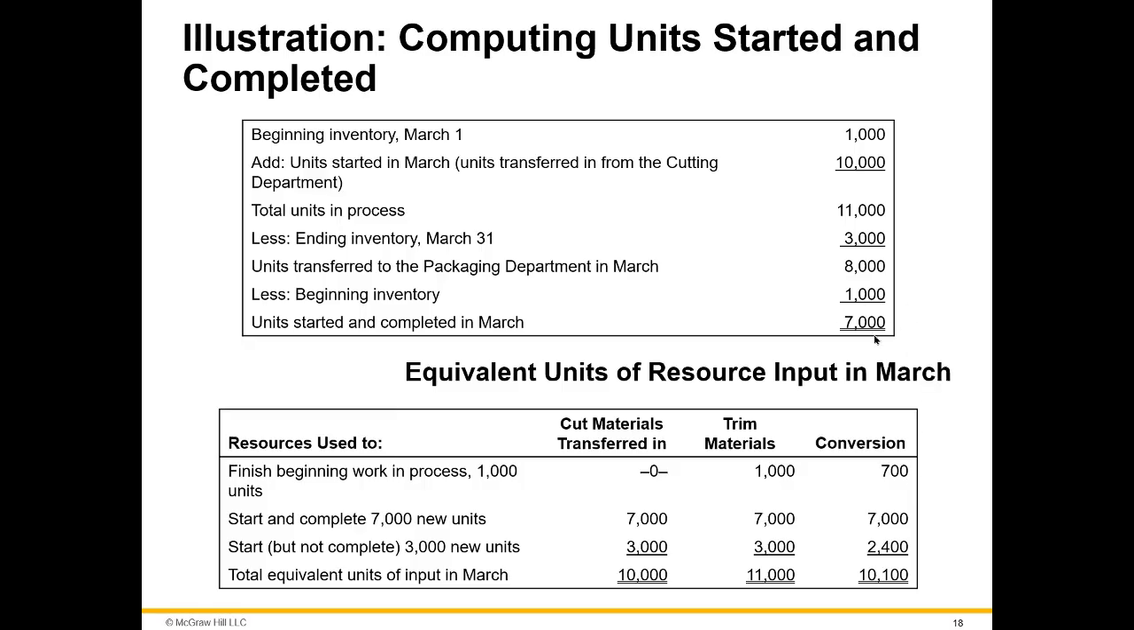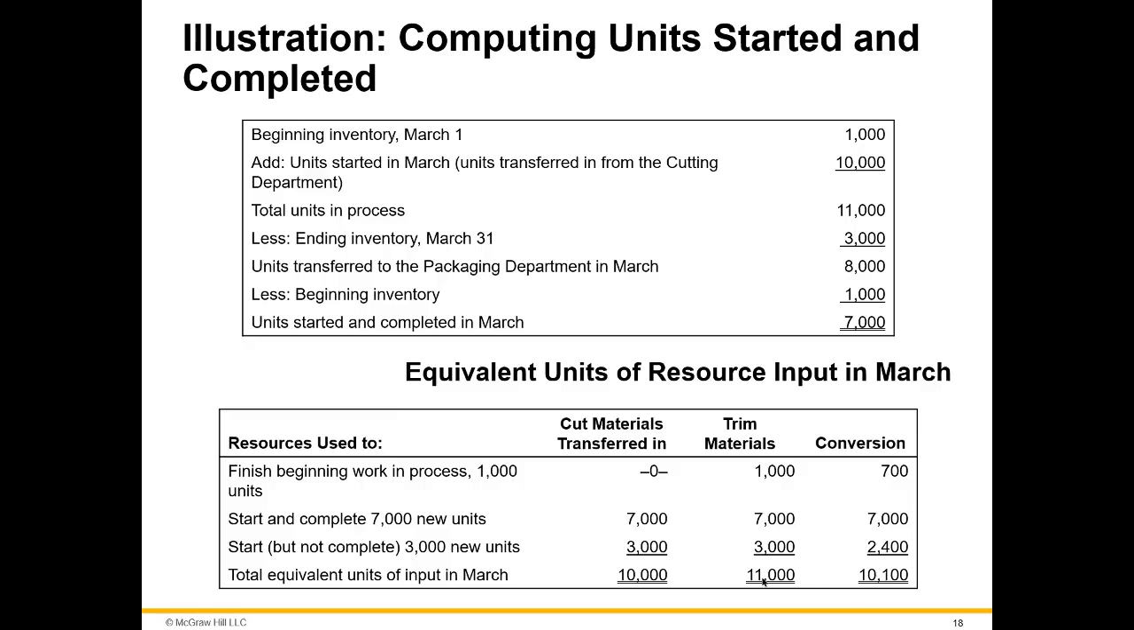Okay, now started but not completed, 3,000 new units. So 3,000 units had cut materials transferred in, yes. All of the trim materials, so here's step 2, so here's 3,000. And then 80% of the conversion happened in March. And so we're going to add up our equivalent units for each of these 3 processes.